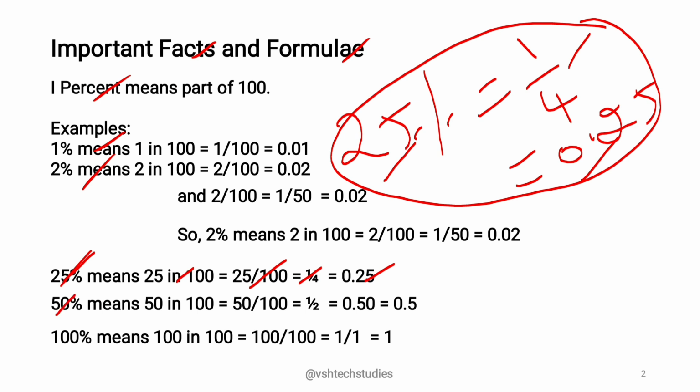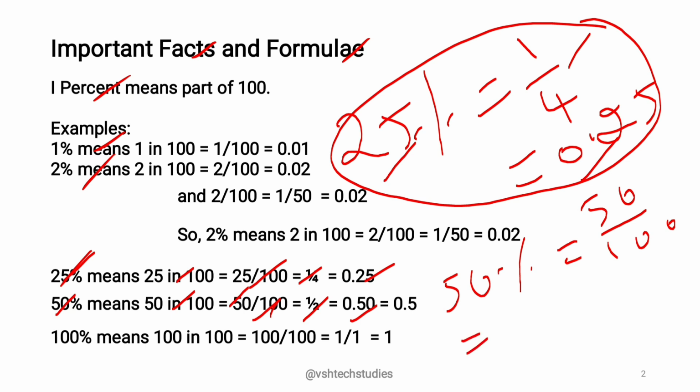So 50% means 50 in 100, 50 by 100. So 50 ones are 50, 50 twos are 100, that is 1 by 2. If you divide 1 by 2 it is 0.5. So 50% is also equal to 50 by 100, which is also equal to 1 by 2 or 0.5. This is in percentage, these two are fractions and this is a decimal.